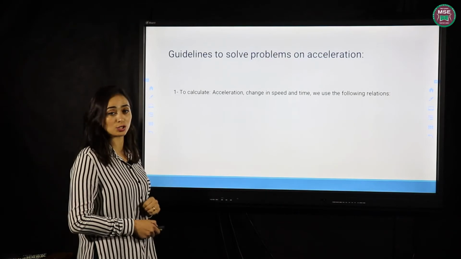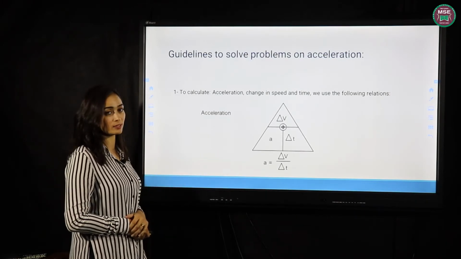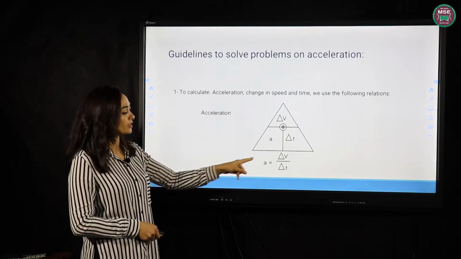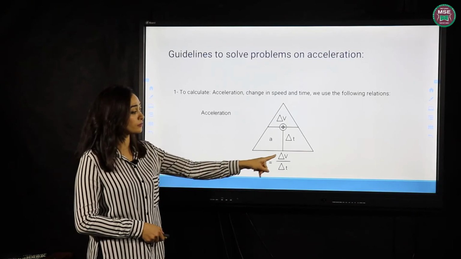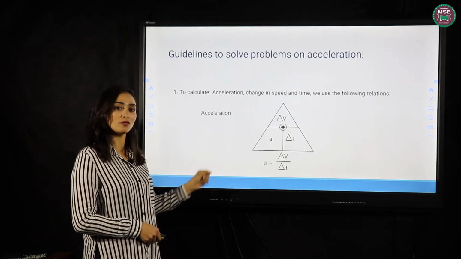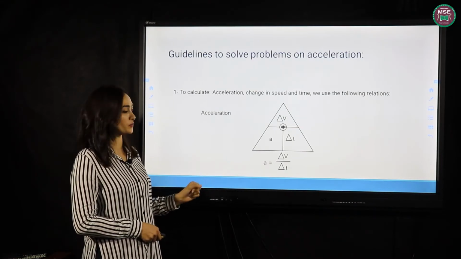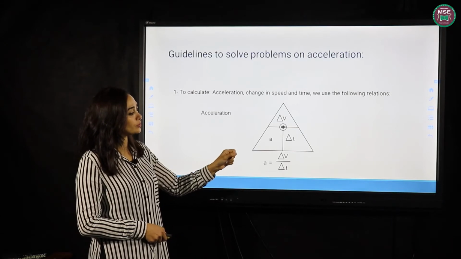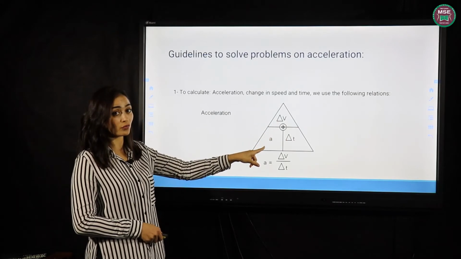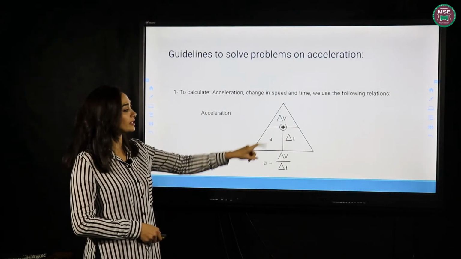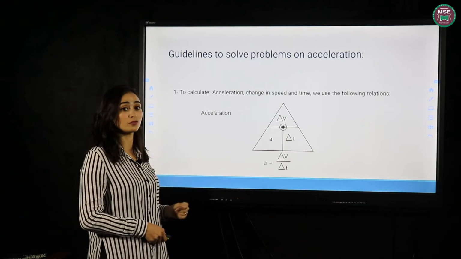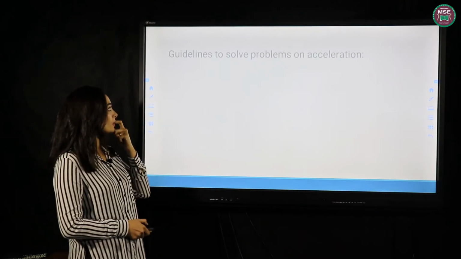First, to calculate acceleration, we have a magic triangle. Acceleration equals delta V over delta T. If I want to calculate acceleration, delta V over delta T. Delta V means a change in speed, as we said, final speed minus initial speed. What if I want to get delta T? Yes, it equals delta V over A. If I want to calculate delta V, it's A times delta T. A is for acceleration, okay?